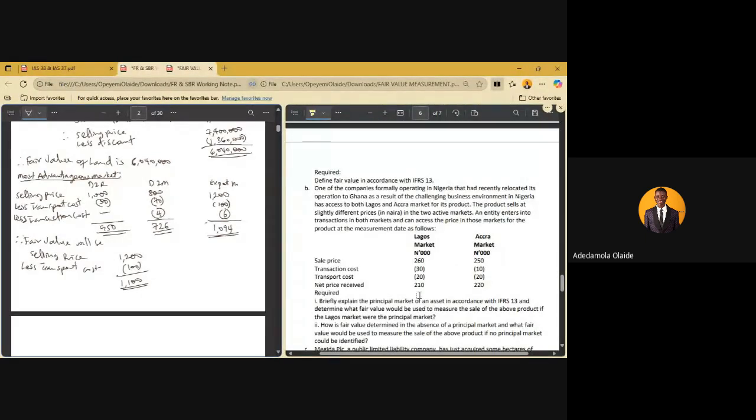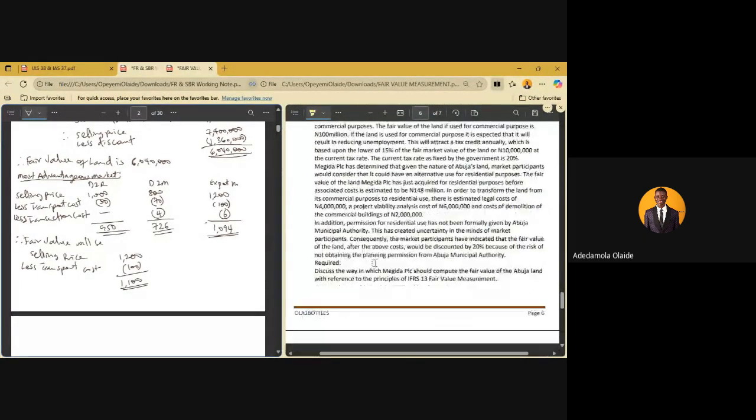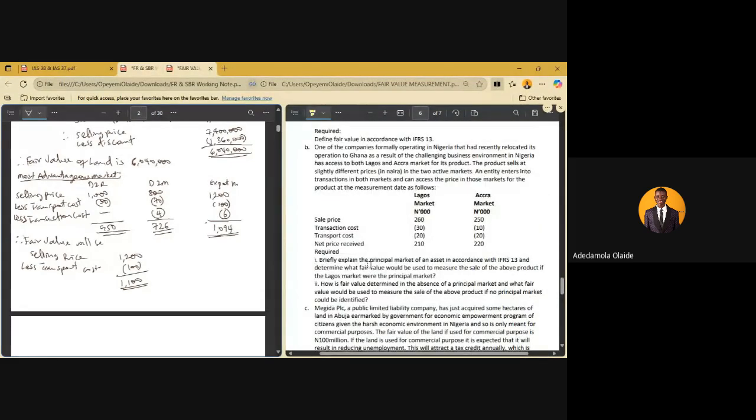For this, let's quickly look at 2B. They said one of the companies formerly operating in Nigeria that recently relocated its operation to Ghana as a result of the challenging business environment in Nigeria has access to both Lagos and Accra markets for its product. The product sells at slightly different prices in Naira in the two active markets. An entity enters into transactions in both markets and can assess the price in those markets for the product at the measurement date. What do they want us to do? They want us to briefly explain principal market, which we have done.